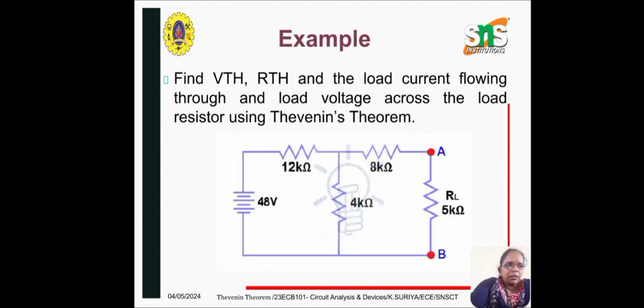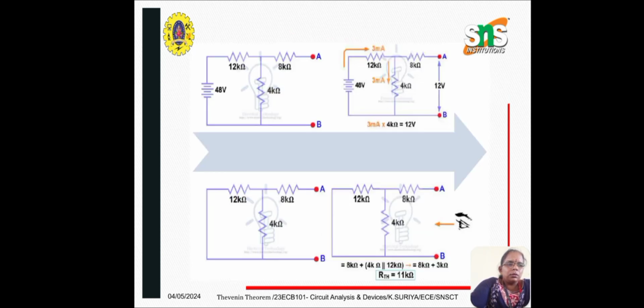So we will see another example. In this example, we have to find out Thevenin voltage, Thevenin resistance, and also the load current flowing through and the load voltage across the load resistor using Thevenin's theorem. So the first step here is to remove the load resistor RL and keep it as open circuit. So we are removing it as shown in the first figure.